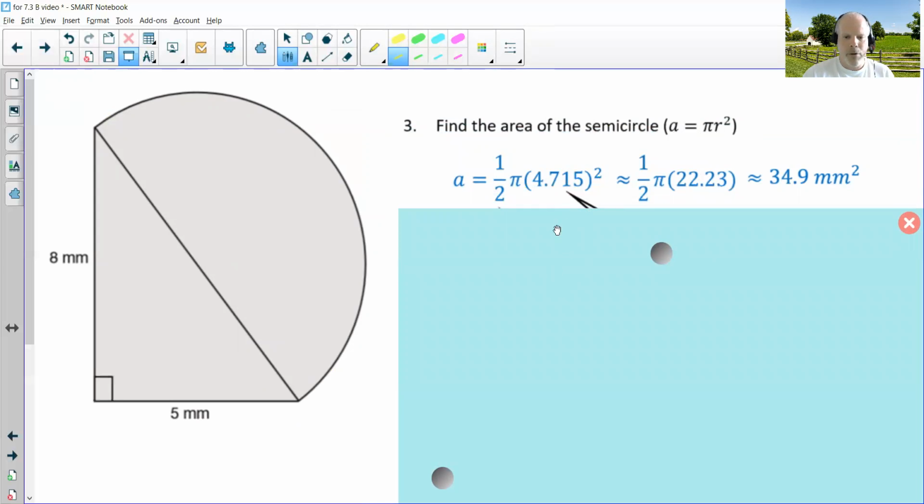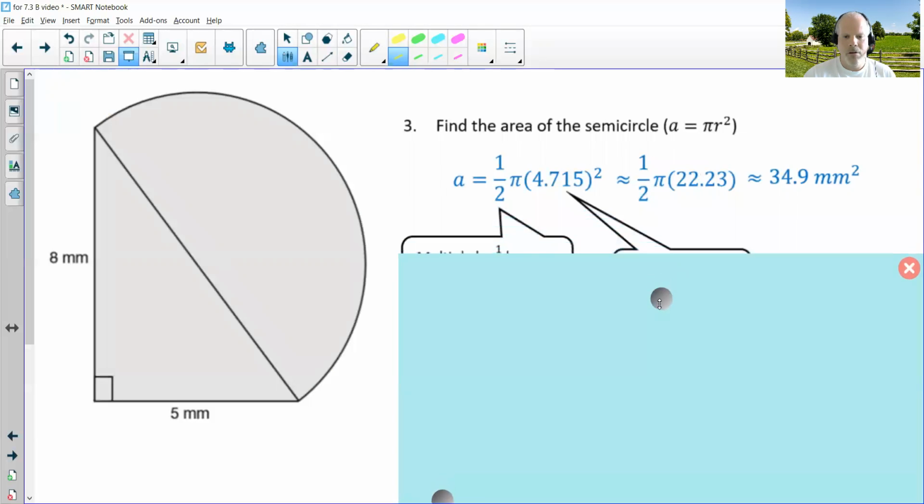Remember your order of operations. The first thing we do is we square the 4.715, and that gives us 22.23. 22.23 times pi, and then times 1/2, gives us our area of the semicircle, which is about 34.9 square millimeters. So now we know the area of the semicircle and the area of the triangle. We just have to add them together.